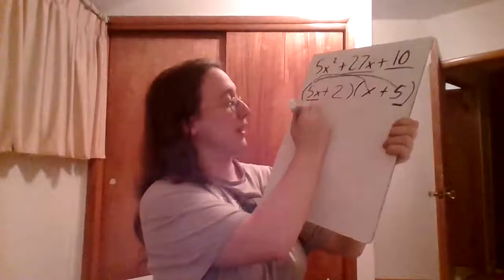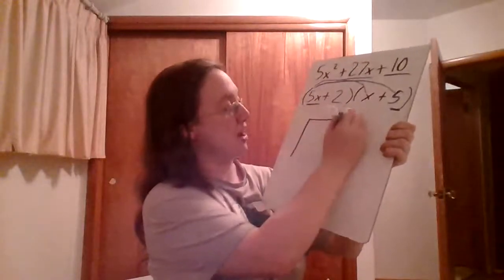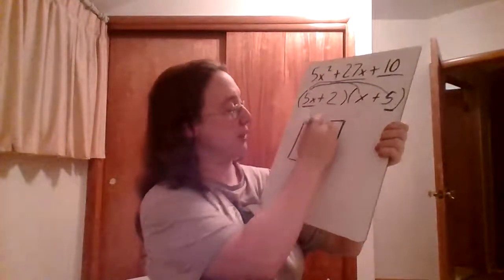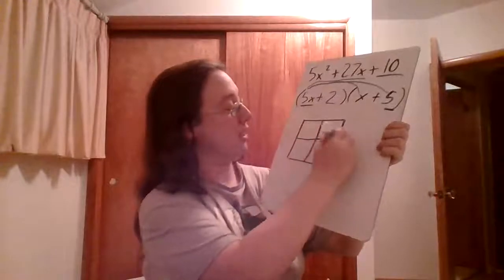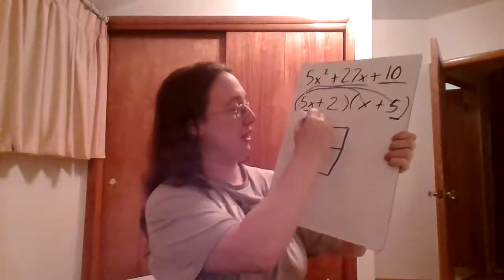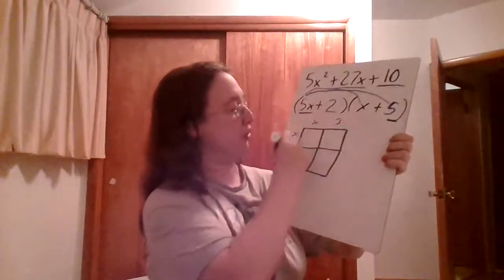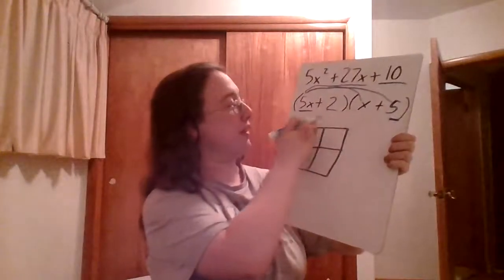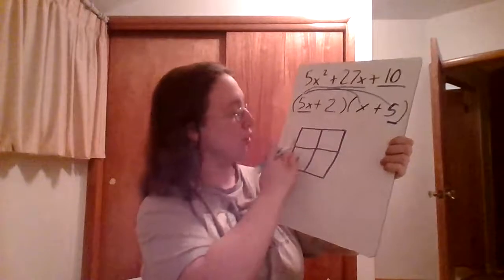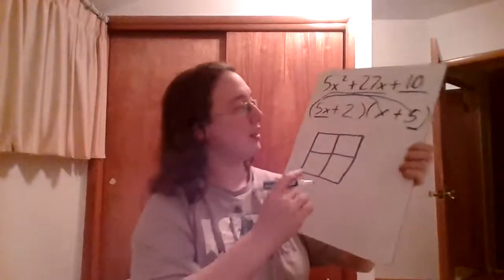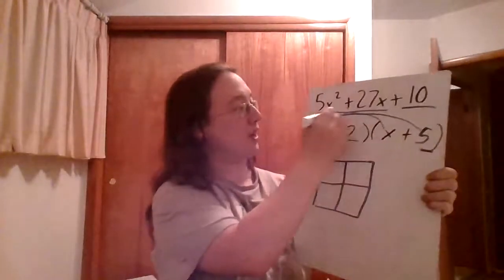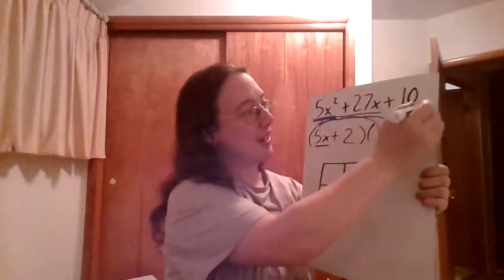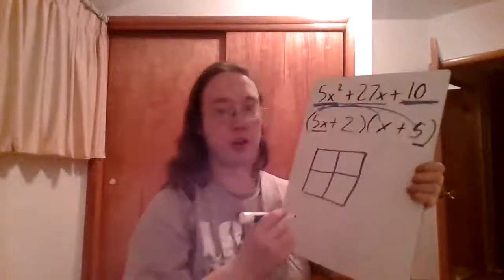So when we were FOILing, we said that we could put the things that we were FOILing outside of a box here and multiply on the inside. So if I had something here like an x plus 3 and an x plus 2, we could multiply and get our FOILing that way. Now we're going to go backwards. So I'm going to put that 5x squared and that 10 in two corners of your box.